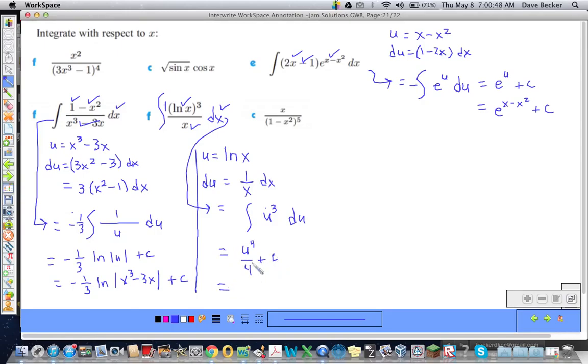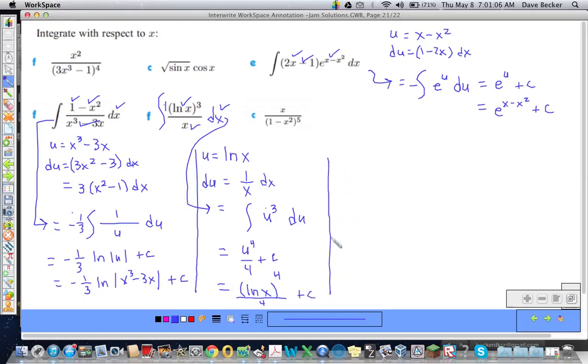Doing my substitution, u is equal to the natural log of x, so that becomes the natural log of x to the 4th. Oops, I didn't leave any room for the fraction. Over a little tiny 4 plus c.